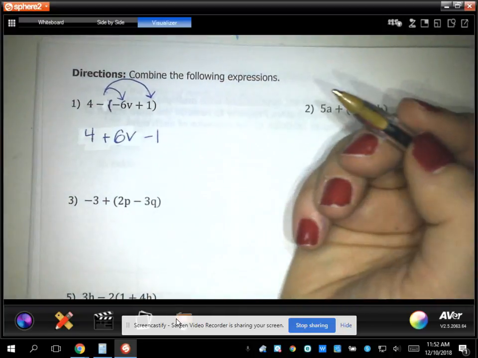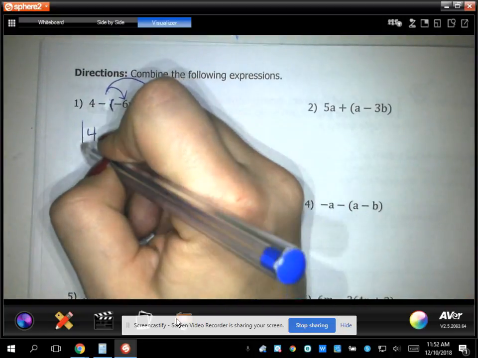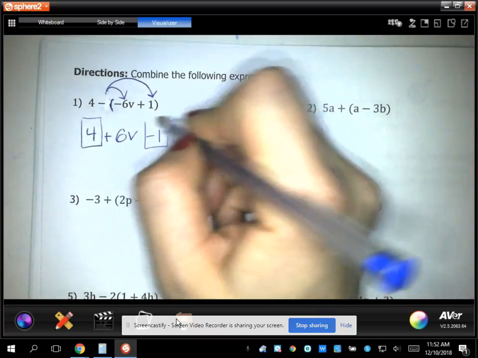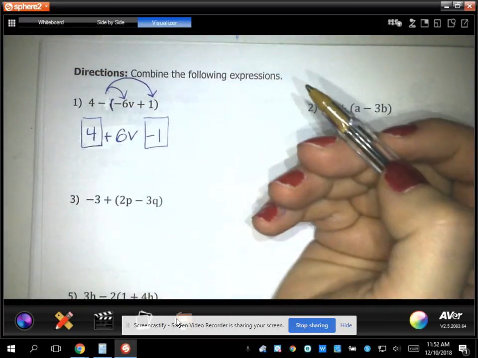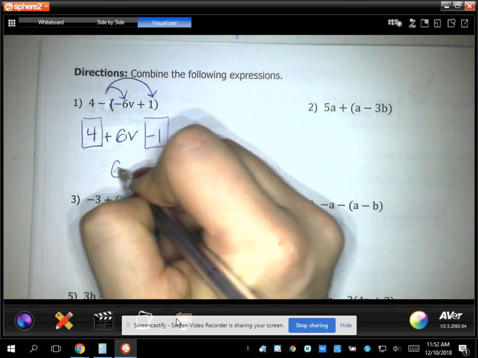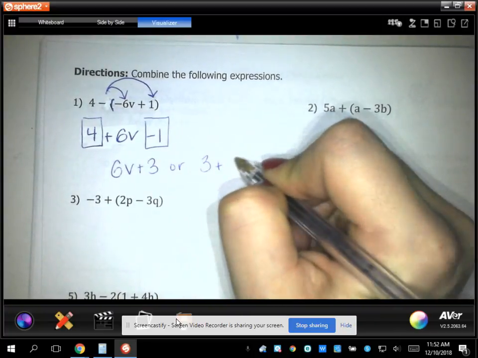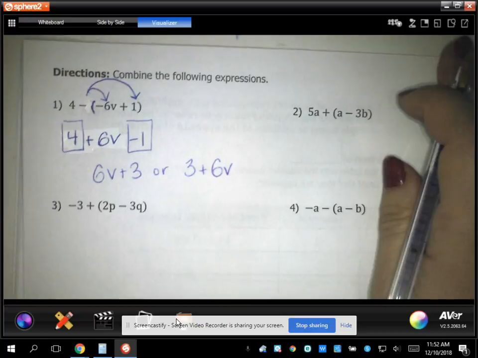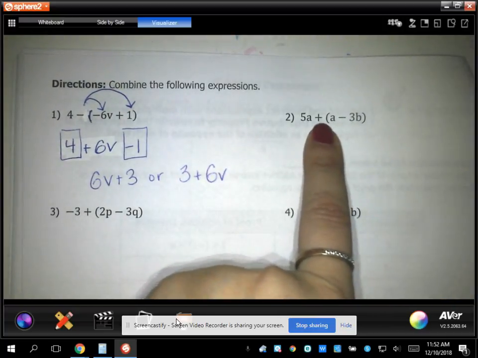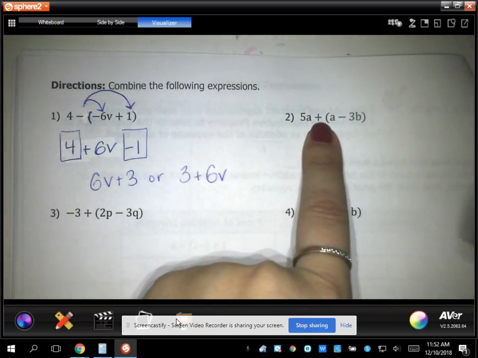And then I'm going to combine the constants. So I have a positive 4 and I have a negative 1. That's positive 3. So I could write this as 6b plus 3, or I could write this as 3 plus 6b.